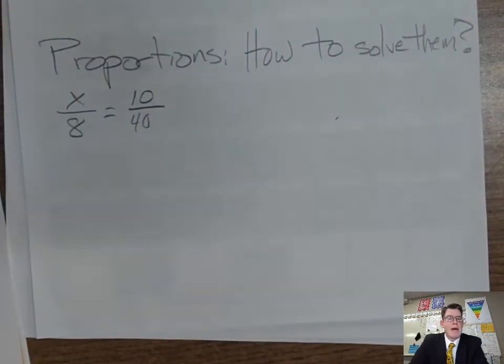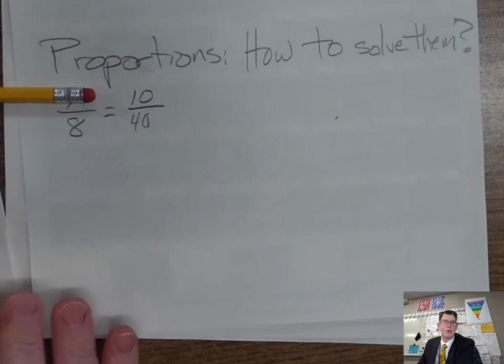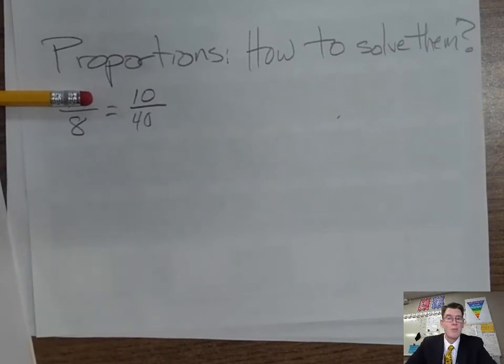Let's say you've got that proportion. That proportion exists. We just don't know what that number above the 8 is. Just choose your favorite variable. There's a number there, we just don't know what it is. We put a question mark there, we put a variable there. Well, what is that? How do you solve that proportion?